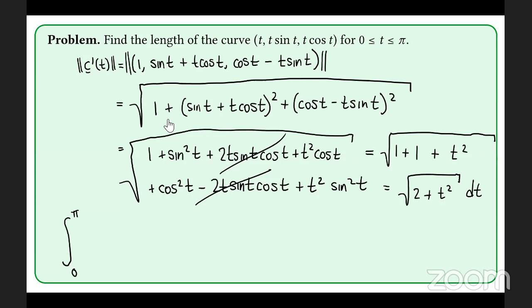Say that one more time. T squared cosine. Oh, that's cosine squared. Thanks. Yeah, that's cosine squared. Where is it? There we go. Yeah, so now we're integrating this guy, 2 plus t squared.